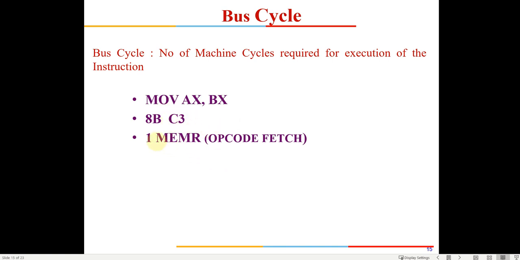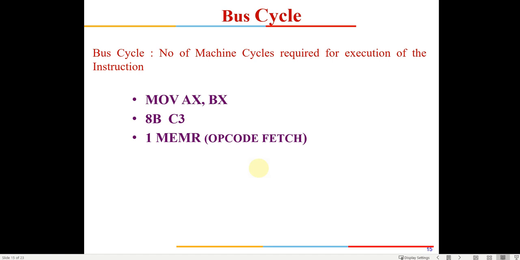So if you see, it will take one machine cycle to fetch this opcode, because opcode fetch is nothing but a memory read operation, right? We are reading something from the memory, so it will take only one machine cycle. And for the execution, we don't require a machine cycle here, because both the registers are kept ready. So the moment the execution cycle comes, this operation will be executed directly. So there will be no machine cycle.